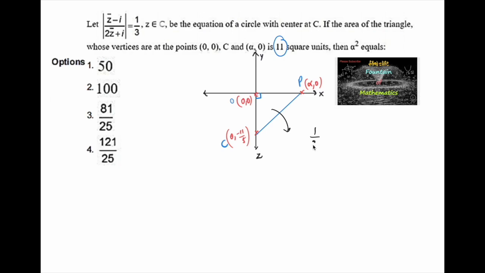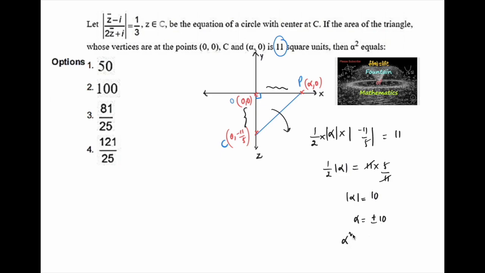So its area is equal to half into mod alpha into, and here this length is minus 11 upon 5 units, which is equal to 11 square units. So we can also write half mod alpha, and mod of negative 11 by 5 you can take plus 11 by 5, which is equal to 11, so mod alpha is equal to 10. When mod alpha is equal to 10, alpha is equal to plus or minus 10, then alpha square will be 100. So the alpha square value will give 100, which is option B. Option B is the answer.